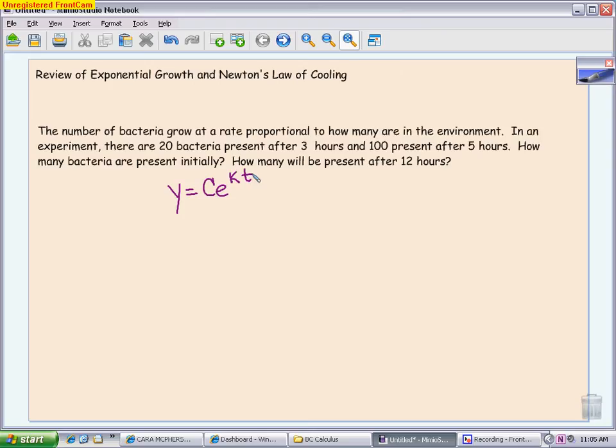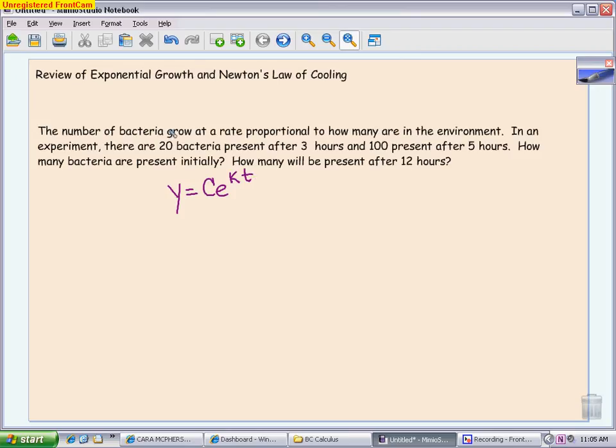This particular problem says in an experiment we have 20 bacteria present after 3 hours, 100 present after 5 hours. This question actually does not give the initial amount. It wants us to find that. It wants us to find the c-value. And then at the end, we're going to figure out how many were present after 12 hours. So we're going to start by taking these pieces of information and writing it as two separate growth equations.